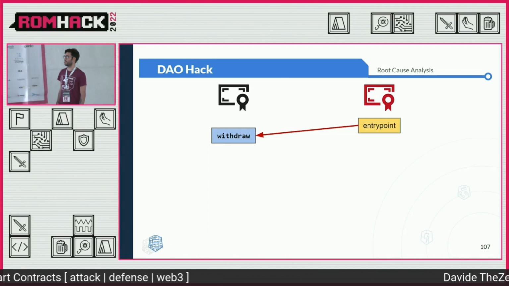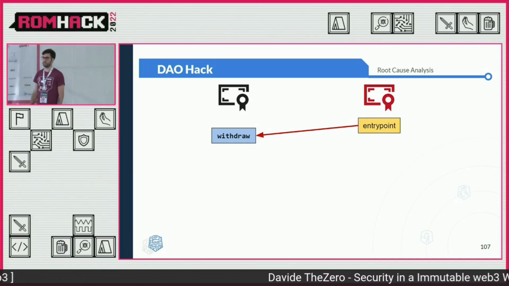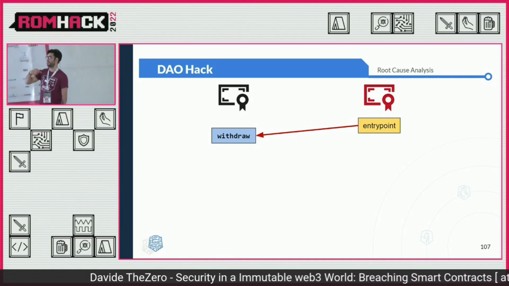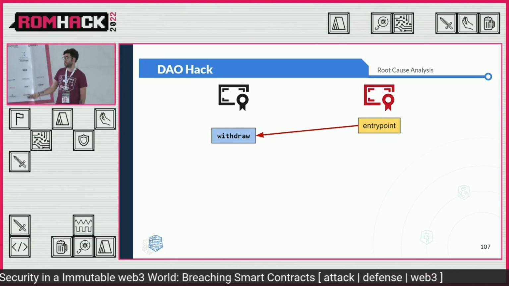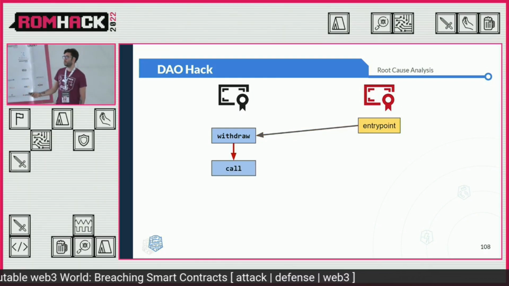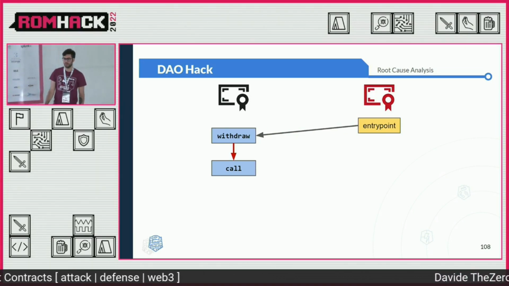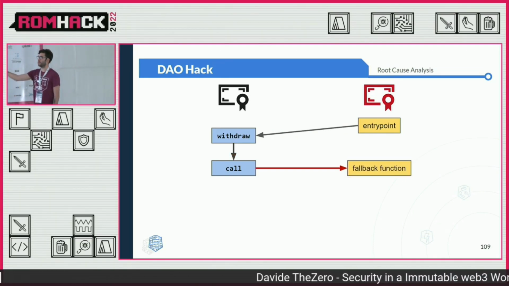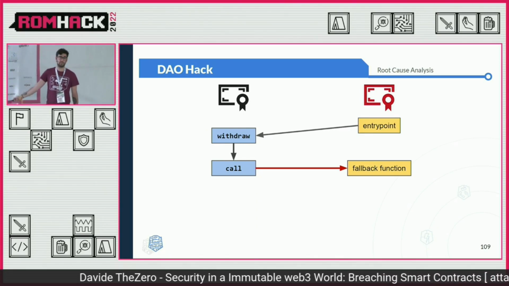We start from an entry point of the malicious contract that calls the withdraw function of the DAO, putting its address inside the recipient variable. Then from the withdraw, we execute the call method of the recipient, and the execution and the coin are sent back to the fallback function of the malicious contract.